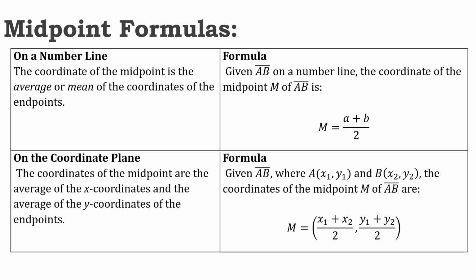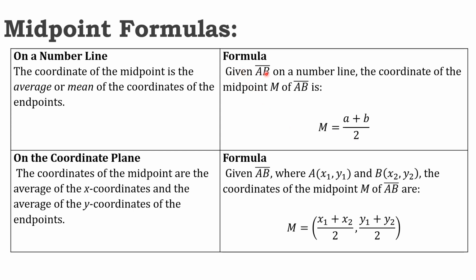Right, so if you are, say, given, find the midpoint between -2 and 10. That would be two numbers that are on the number line. And you can see here the description of the formula. It's just the average or the mean of the coordinates. So you just add them together and then divide by 2.